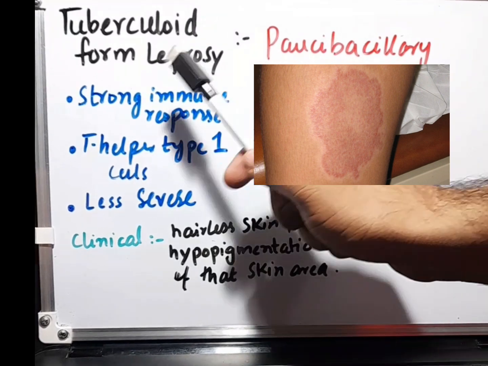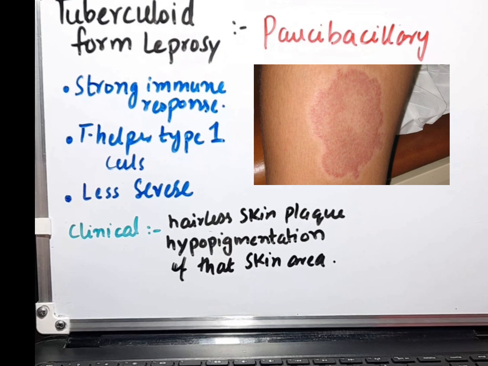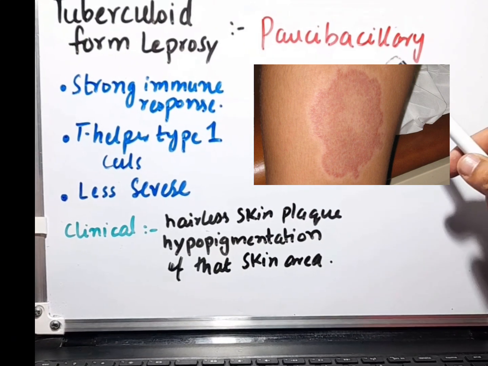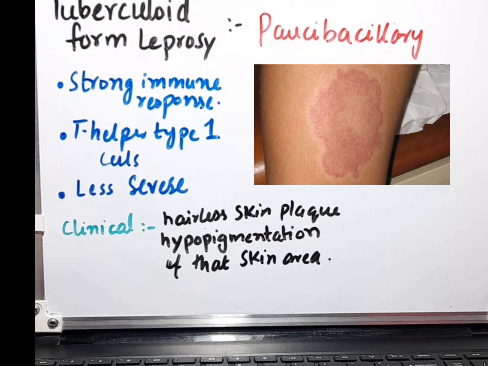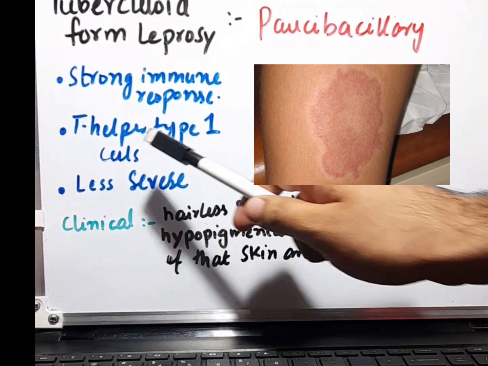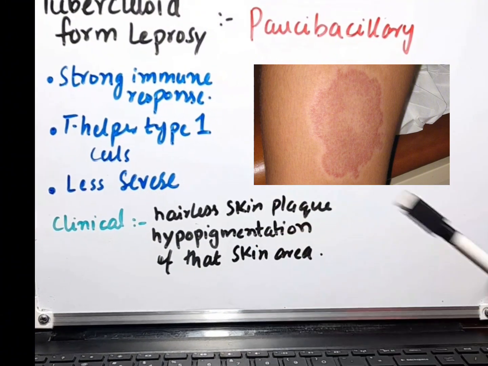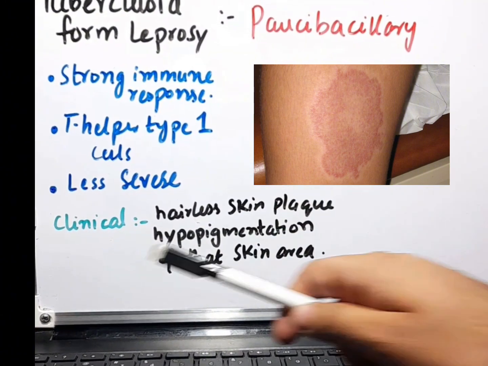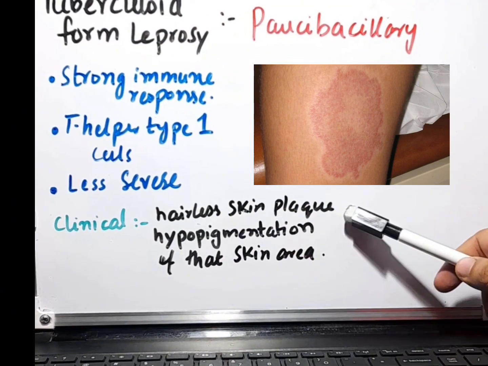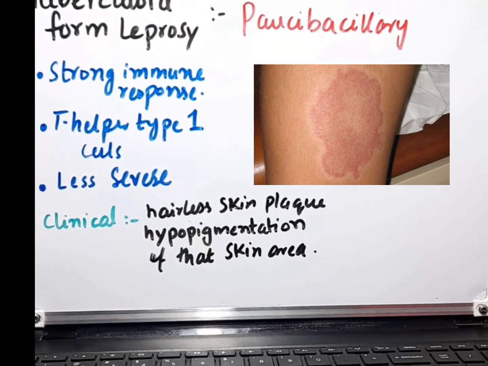One is the tuberculoid form and the other one is the lepromatous form. The tuberculoid form is also known as paucibacillary because of its lower severity. The body shows a strong immune response towards this form and T helper type 1 cells are activated, and this is less severe. An important part of the clinical picture of tuberculoid leprosy is hairless skin and hypopigmentation of the skin, as you can see in the picture.